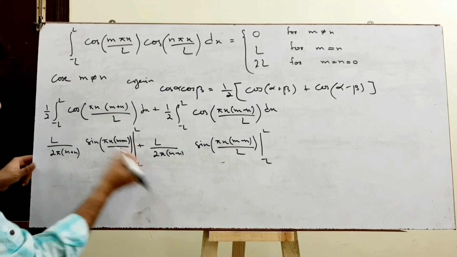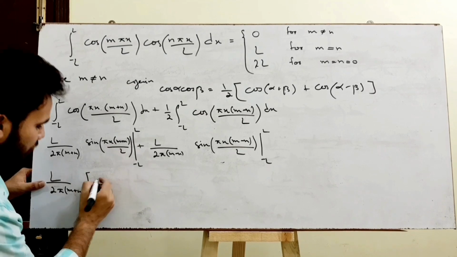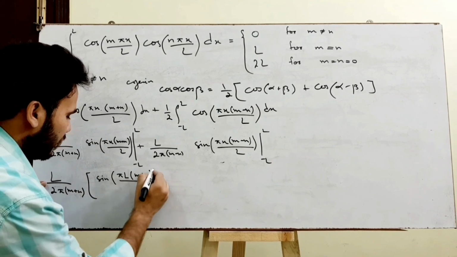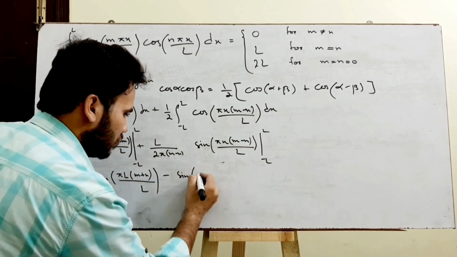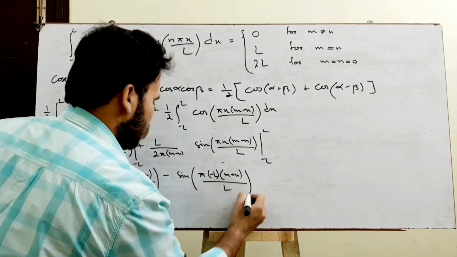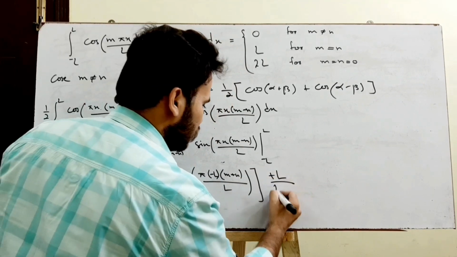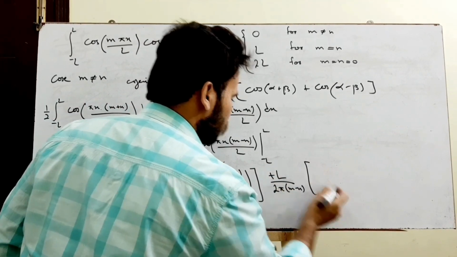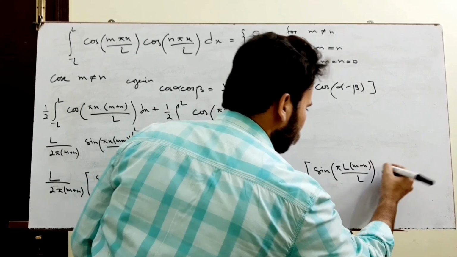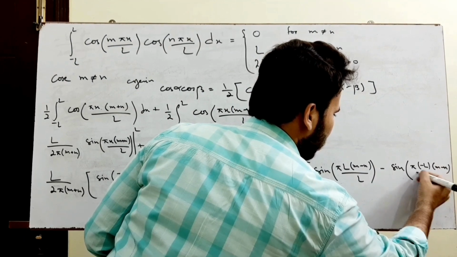Now using the fundamental theorem of calculus, this is L over 2 pi (m plus n), times sine pi L (m plus n) over L, minus sine pi negative of L (m plus n) over L. The same thing here, L over 2 pi (m minus n), times sine pi L (m minus n) over L, minus sine pi negative L (m minus n) over L.